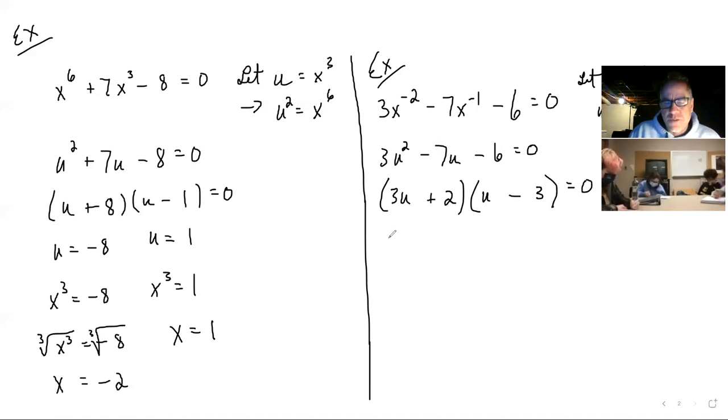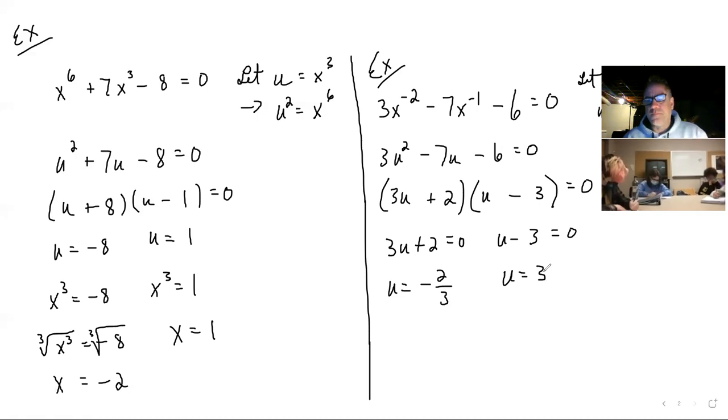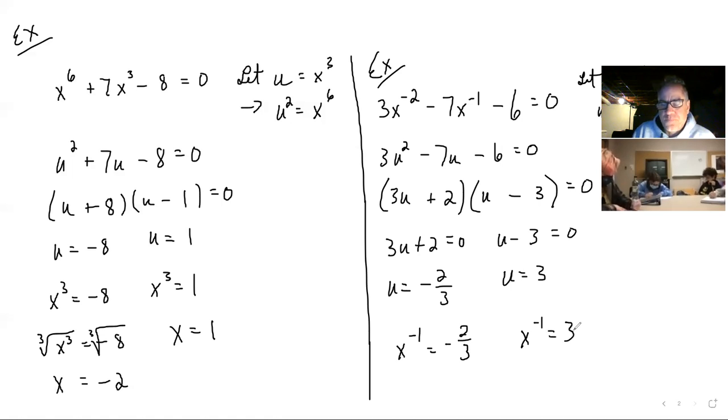All right. So that would give me 3u plus 2 equals 0, or u minus 3 equals 0. So u here would be, taking the 2 over, negative 2 and divide by 3, so negative 2/3. And here u would be 3. All right, so same deal. I've solved for u, but now I need to go back, figure out what x was. So u was x to the negative first. So I'm going to write x to the negative first equals negative 2/3, and x to the negative first equals 3.